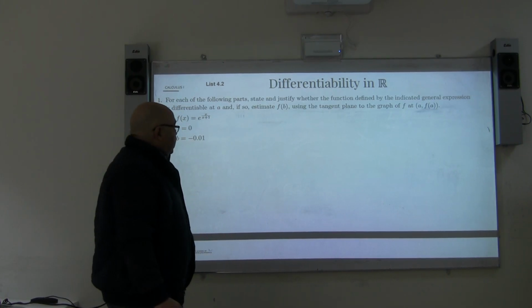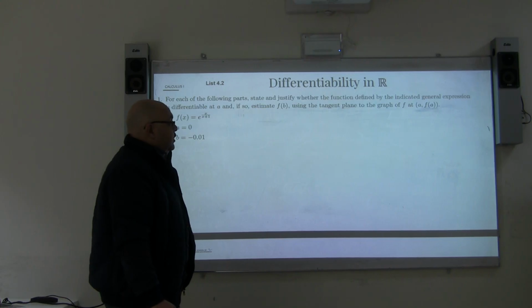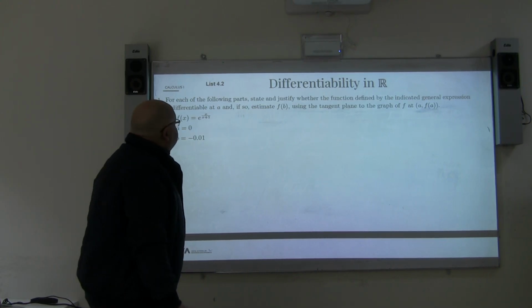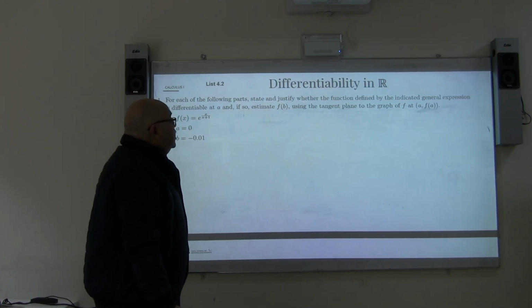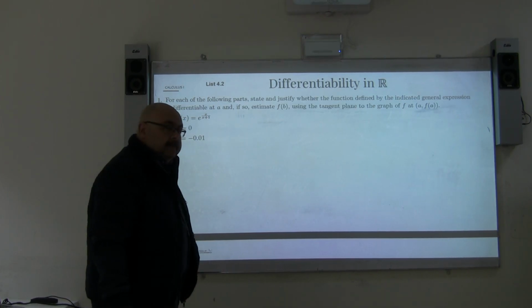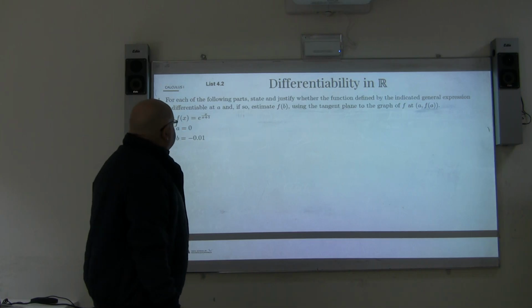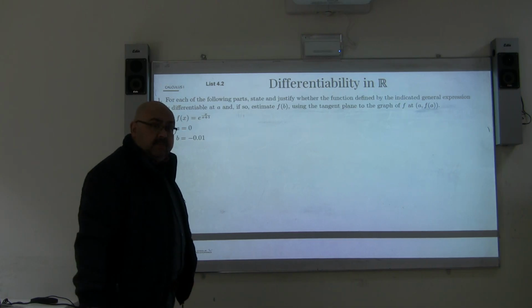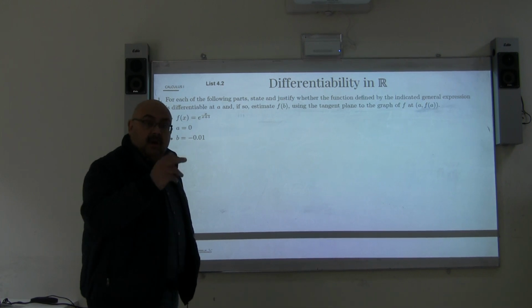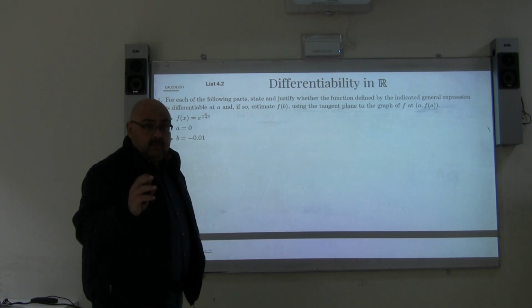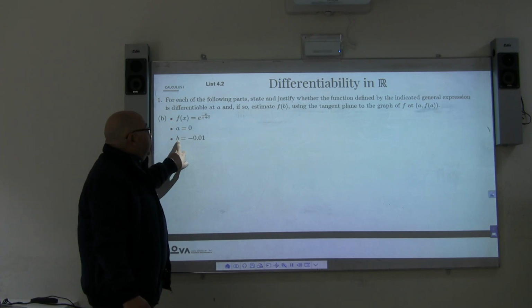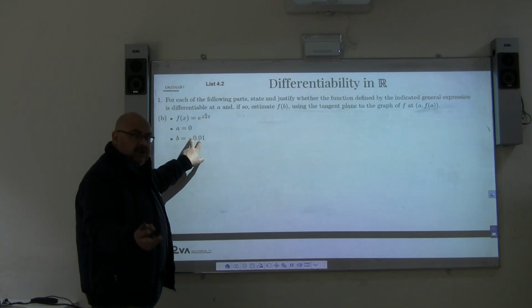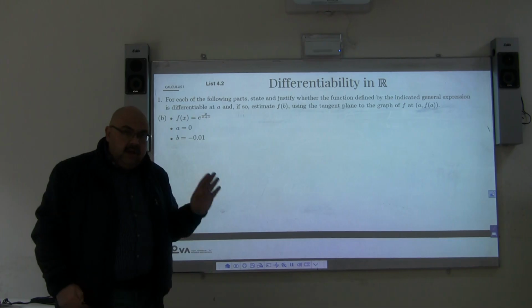For each of the following parts, state and justify whether the function defined by the indicated general expression is differentiable at A, and if so, estimate f at B using the tangent plane to the graph of f at A and f of A. Omar wants you to do number one, he wants you to show that this function is differentiable at the indicated point. I will do this through the r of x minus e, as we saw. This is step 1. Step number 2, he wants you to evaluate the value of the function at B, at this value, using the approximation equation that we spoke about earlier in the first slide.